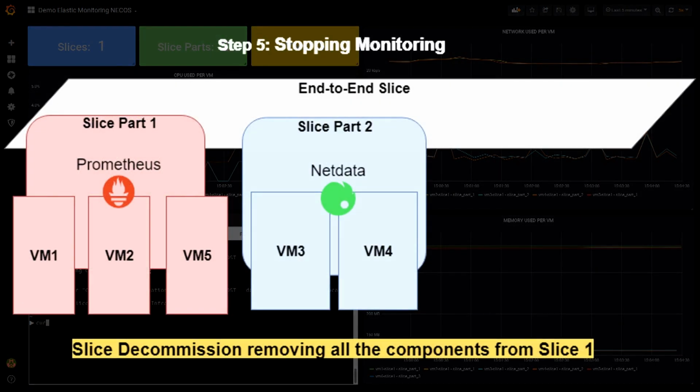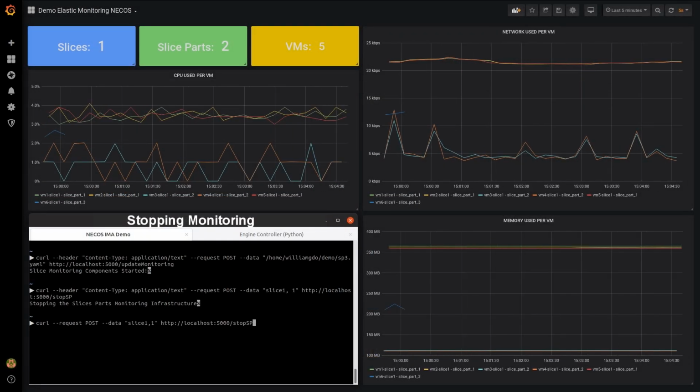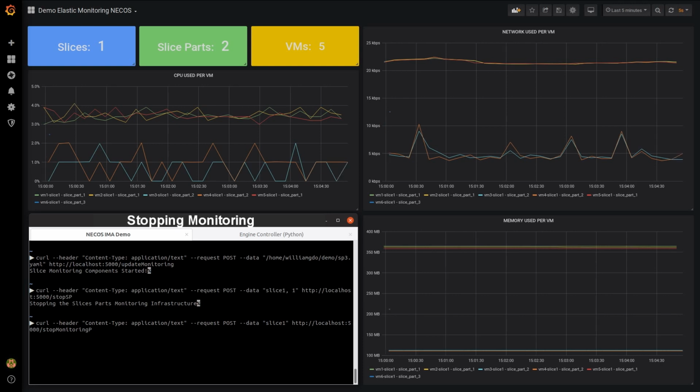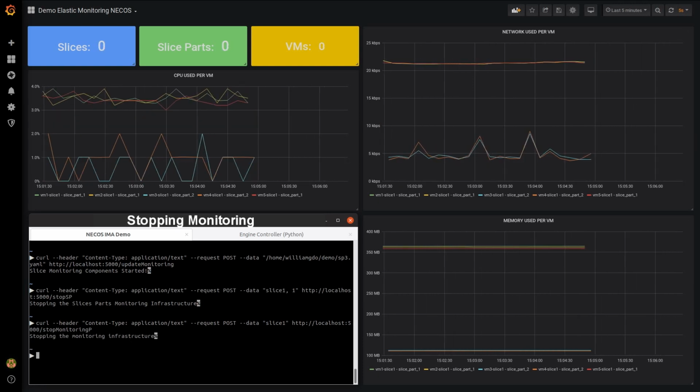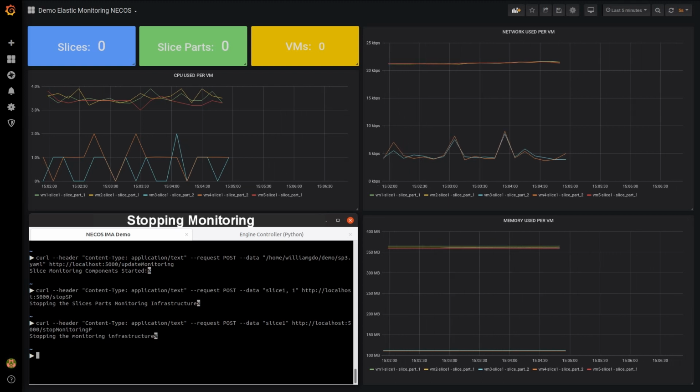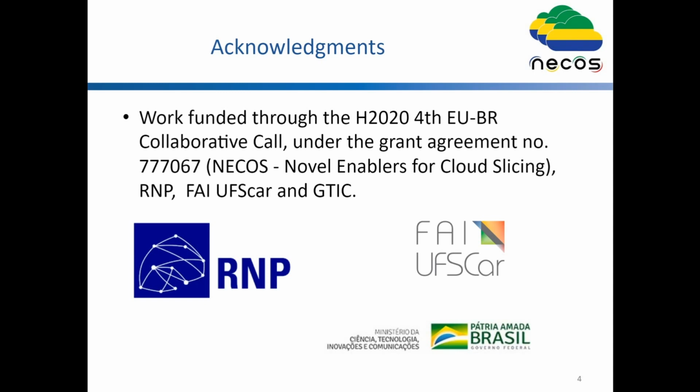Last, we will stop the monitoring components that have been instantiated to monitor this slice, and the number of slice parts and VMs go to 0, and the metrics being monitored stop showing. So that's it for our demo.